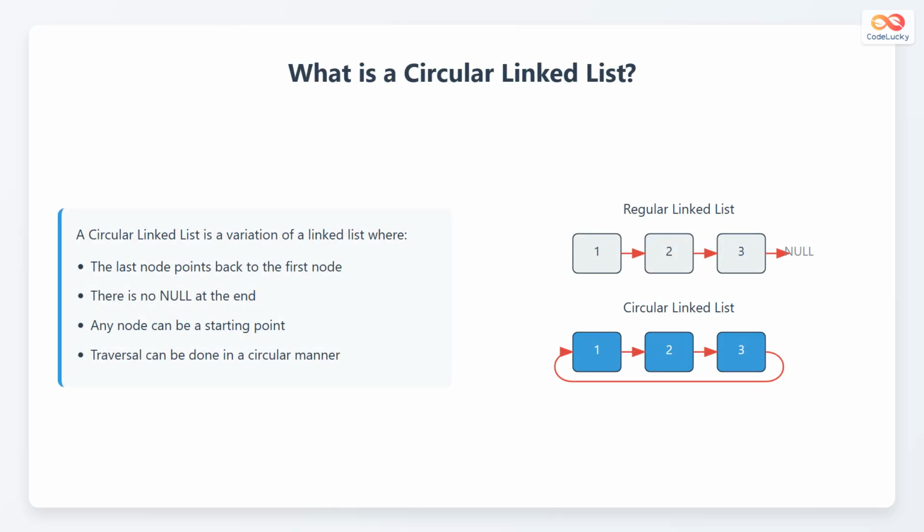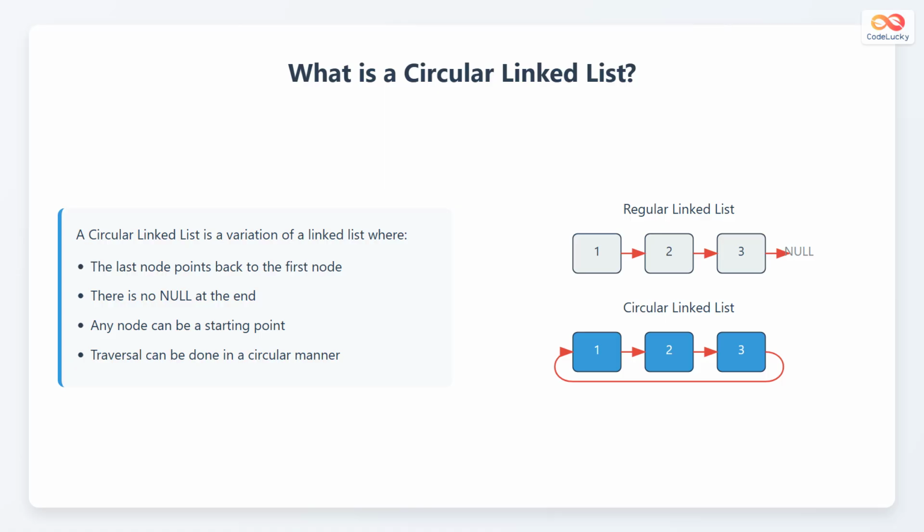So, what exactly is a circular linked list? Well, it's a special kind of linked list where the last node doesn't point to null, but instead it points back to the very first node in the list. This creates a circle, hence the name circular linked list.